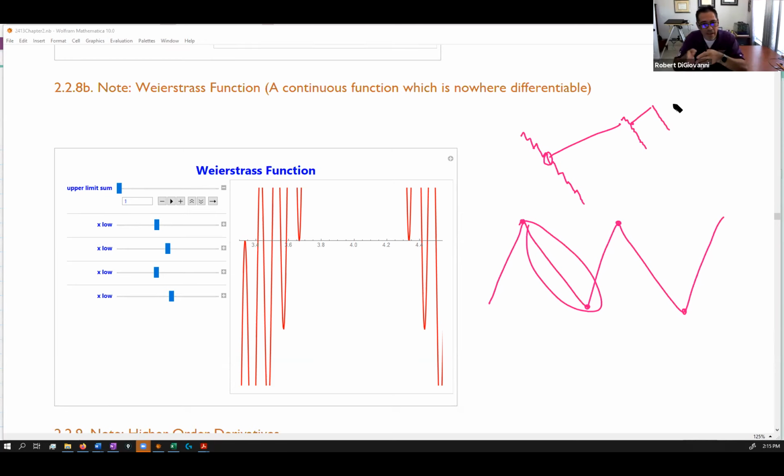Would this qualify as like a fractal? It's almost a fractal, because the function is something you've never seen before. It's actually a series, an infinite series of trigonometric functions. I'll show you the function.